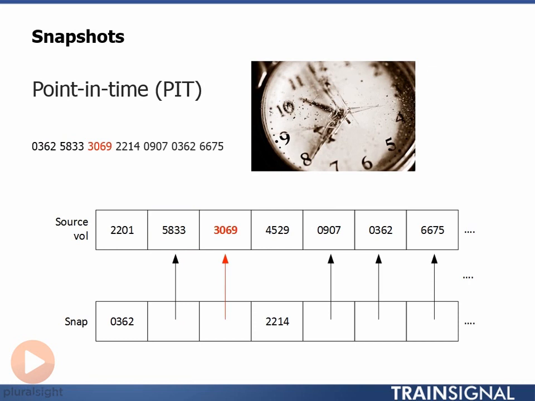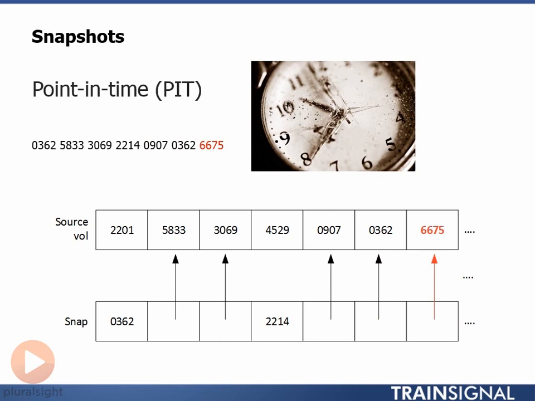Block 4 though, it's not a pointer anymore, and the snapshot holds a value of 2214. And checking this against our string of numbers to the left of the broken clock image, we see that this is indeed the value that was present in block 4 of the source volume at 10:40 AM. So we're good there. And then blocks 5, 6 and 7 all hit pointers back to the source volume, each yielding the value that was present at the time that the snapshot was taken.